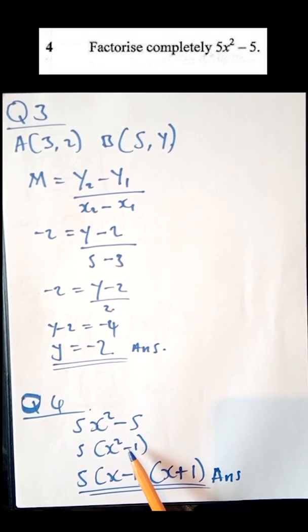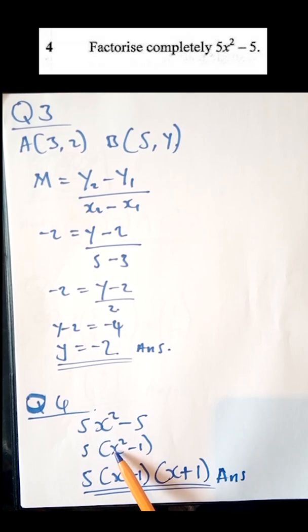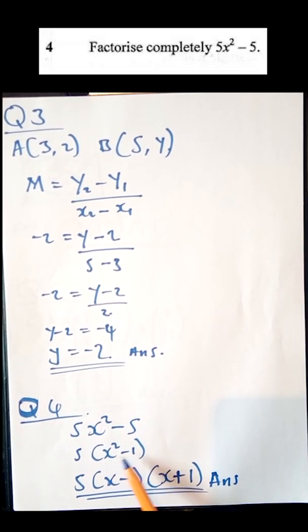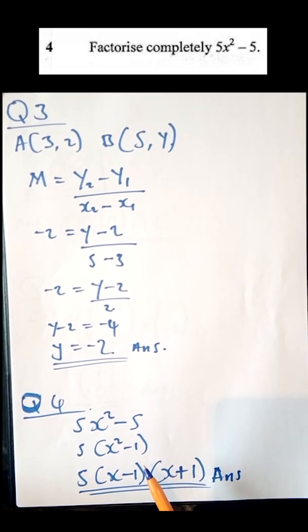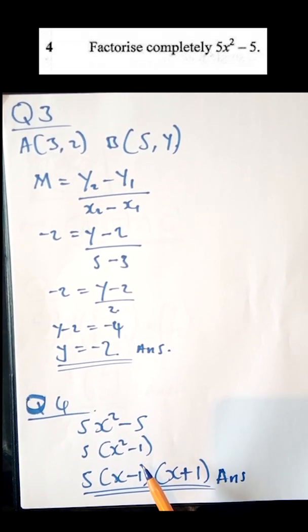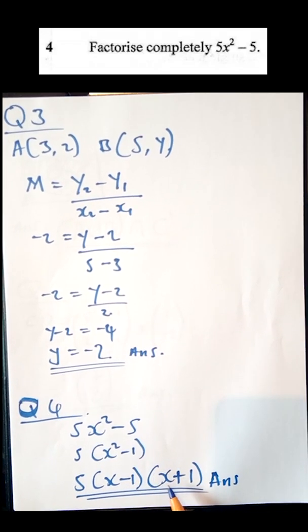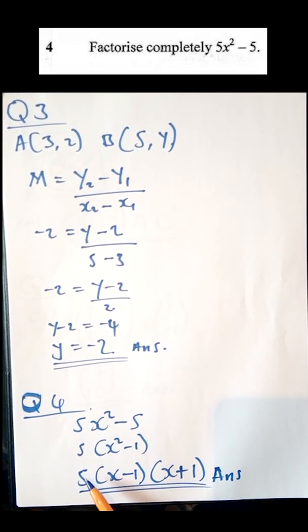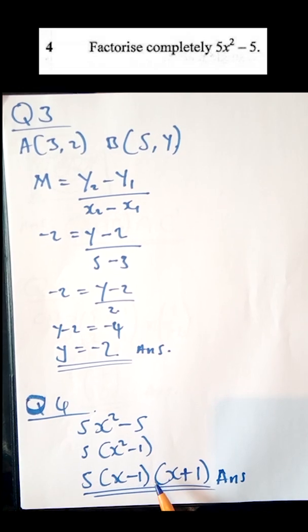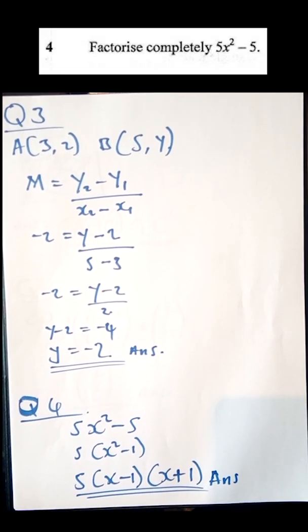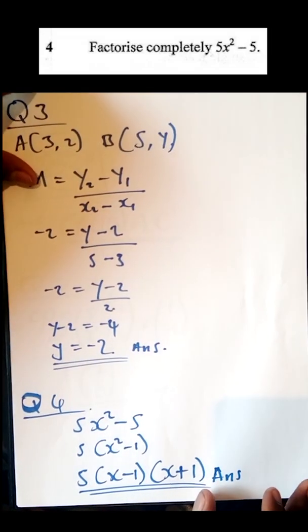Why a difference of two squares? Because this x squared has got a perfect root, which is x, and 1 has got a perfect square, which is 1. So we have x minus 1 and x plus 1 with the 5 outside of each bracket as our final answer. So that is how we go about this factorization.